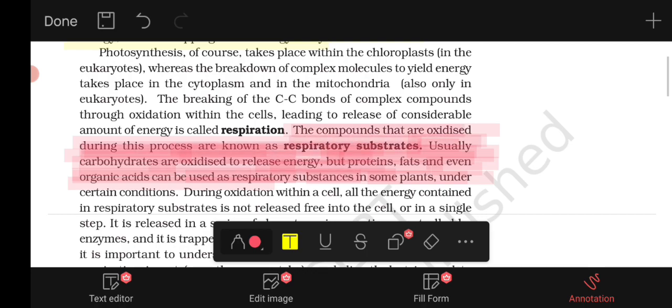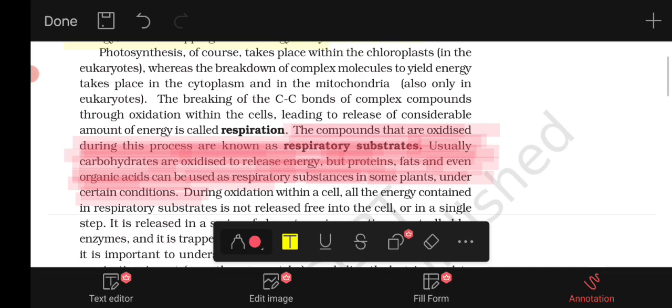So there are different terms based on the respiratory substrate. If carbohydrates and fats are used, it is called floating respiration. If proteins are used, it is called protoplasmic respiration. And these organic acids, proteins and fats are used only under certain conditions. Generally, they use only carbohydrates.